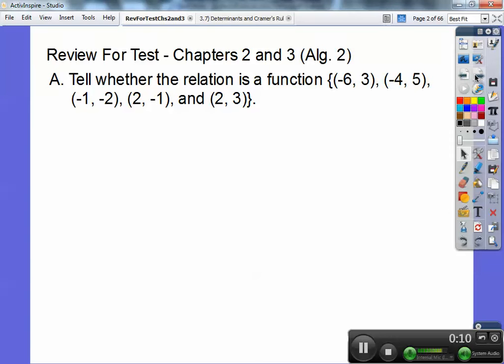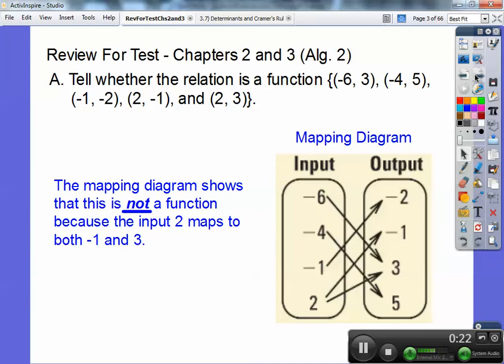Let's see, tell whether the relation is a function. So here's a set of ordered pairs, and we're going to see if they're a function. I'm going to do a mapping diagram, but you don't have to do a mapping diagram. You just want to see what's the relationship with your x's and your y's. So here's all the x's: -6, -4, -1, 2, and 2 right here. And then here's all the y's right here. And so this -6 went to -3, and this -4 went to +5, and so on right here.